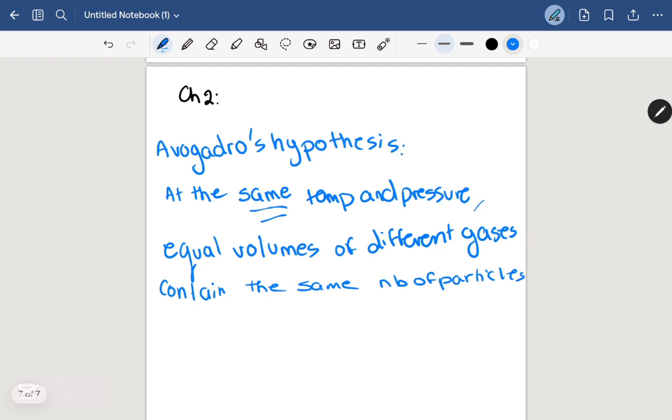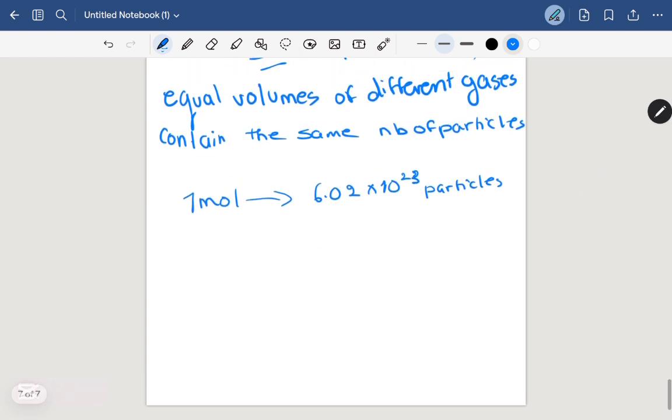So, very simply, Avogadro's hypothesis states at the same temperature and pressure, equal volumes of different gases contain the same number of particles. What you also need to know is that 1 mole will contain 6.02 times 10 to the power of 23 particles, let's not say atoms, let's say preferably particles. Okay? So this is just like a quick summary.